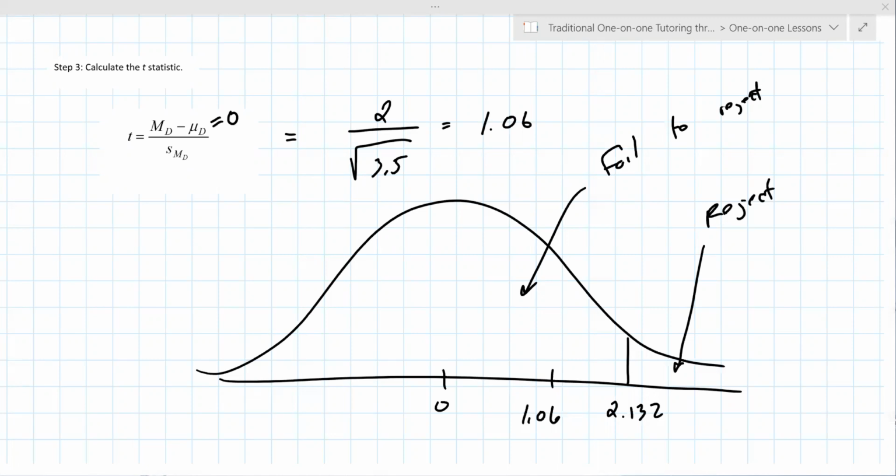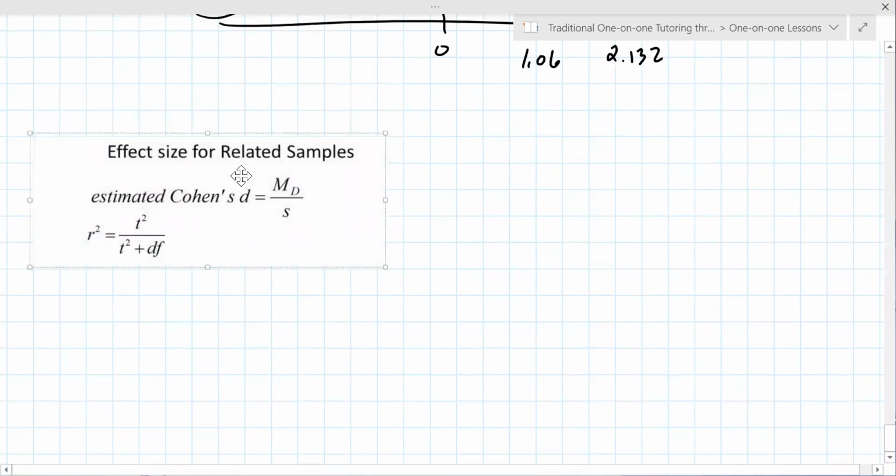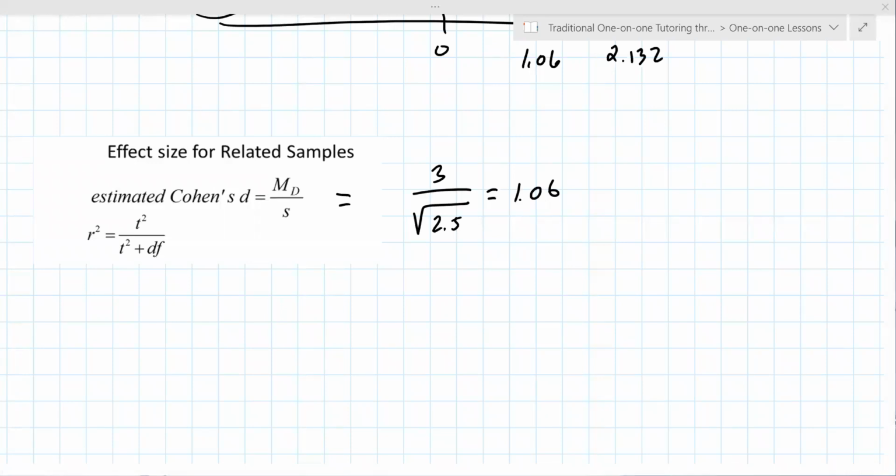Okay, so the next thing here, it's such a small little wrinkle to this. It's reasonable to ask this, but you have to know what you're looking for. So Cohen's d here is MD, which you already found, the 3 over the S. It's actually the same value you just found, the square root of 2.5, it's the 1.06. So they could ask that for sure.